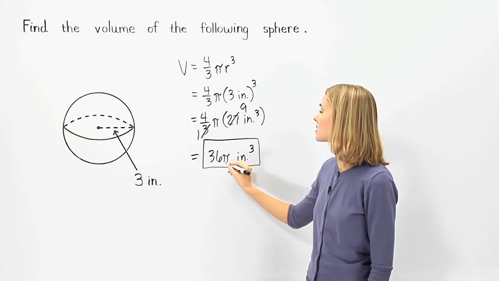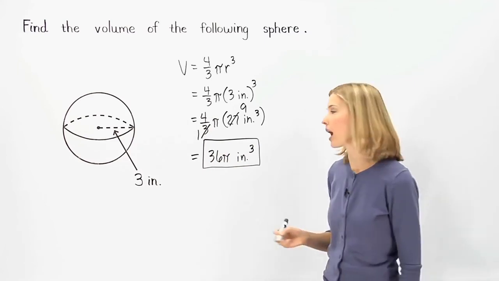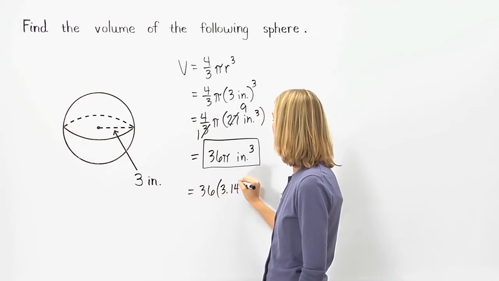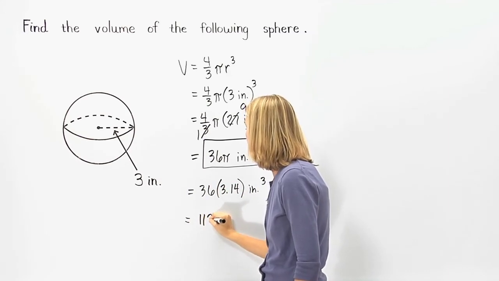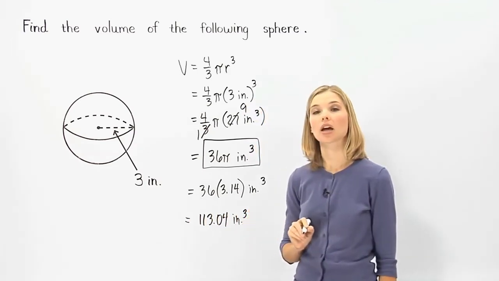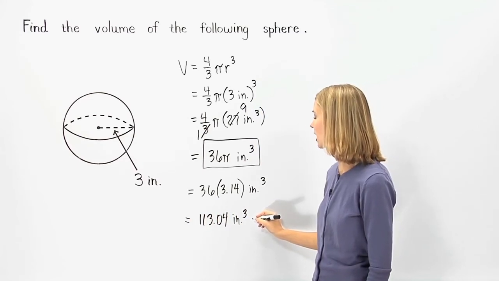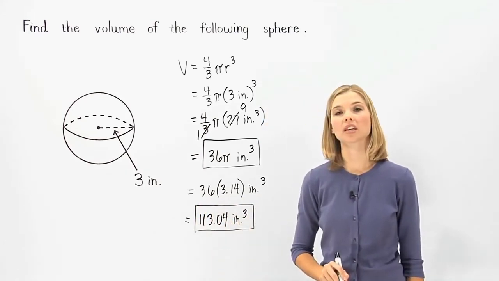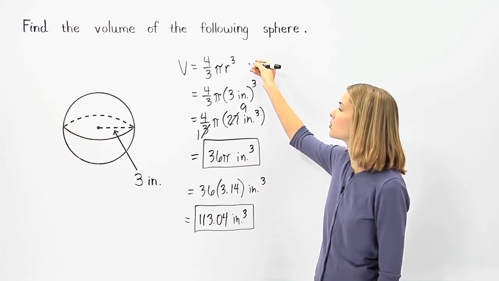Next, remember that pi is approximately equal to 3.14, so we can plug 3.14 in for pi, and we have 36 times 3.14 inches cubed, which equals 113.04 inches cubed. So another way to write the volume of the given sphere is 113.04 cubic inches. So remember this formula for the volume of a sphere: 4/3 pi times the radius cubed.